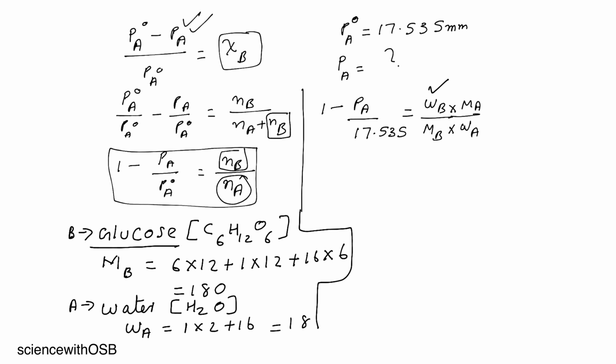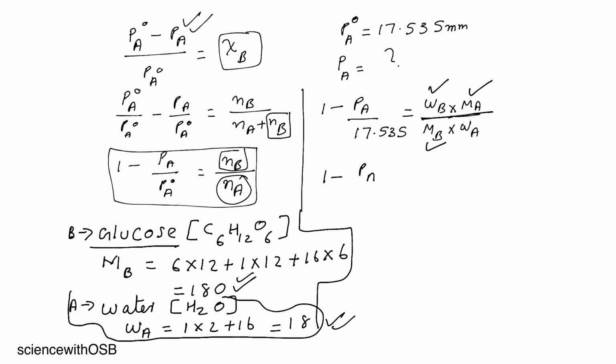See WB. What is the mass of glucose given? 25 gram. MA. Molar mass of solvent. Solvent is what? Water, right? And I already found the molar mass of water here, and you know how to find it from the formula H2O, that is 18. So MA is 18. MB, okay, by MB. MB is what? Molar mass of glucose, C6H12O6. You know how to find the molar mass, right? 180. Now WA is given in the question. What is the mass of water? 450 gram. Substitute all the values.